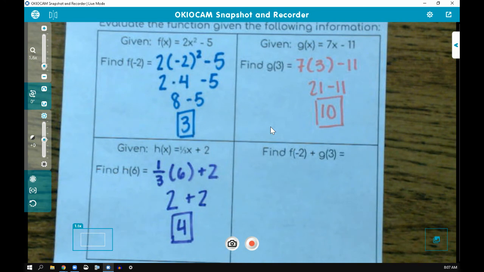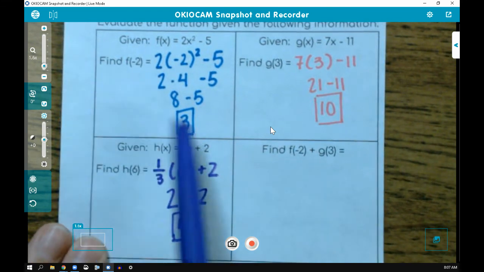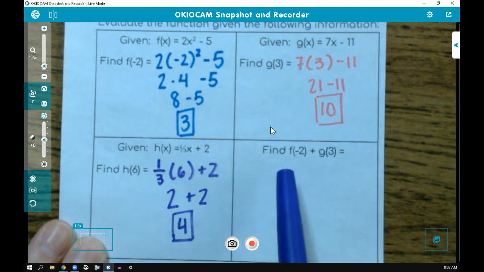Okay, there's one more thing on here, and that is, after you've evaluated, we're going to have you use your answers. So this last question says, find f of negative 2 plus g of 3. And you're probably like, what is f and what is g? Well, we look back at the problems we just did. We found f of negative 2 right here. So f of negative 2 is 3.